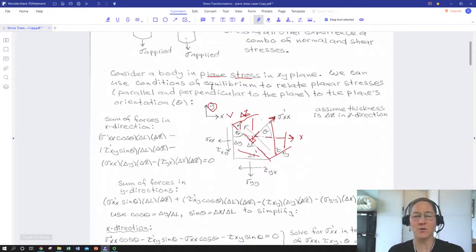Okay, so we're going to take our little triangular volume unit here, and we're going to put it in static equilibrium, like we do for so many of these derivations. And we're going to sum the forces in the x, y, and z direction by doing what we did when we defined stress at a point.